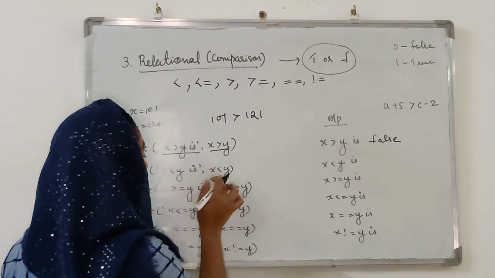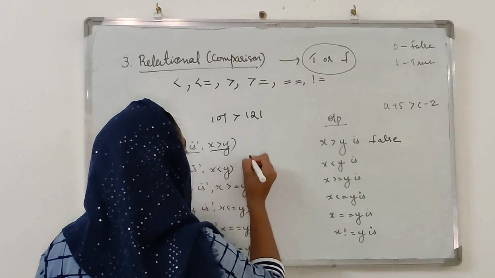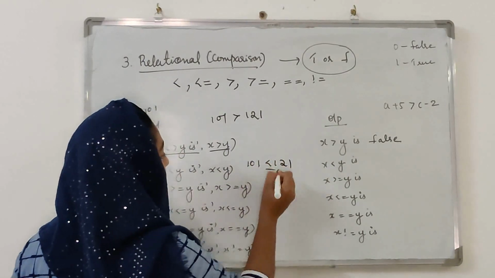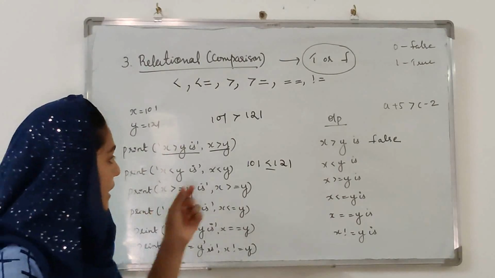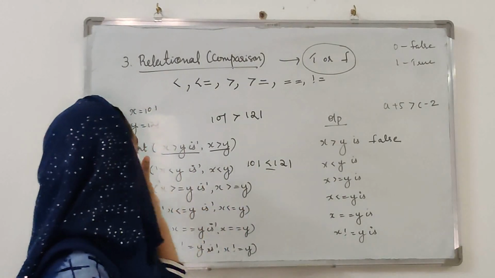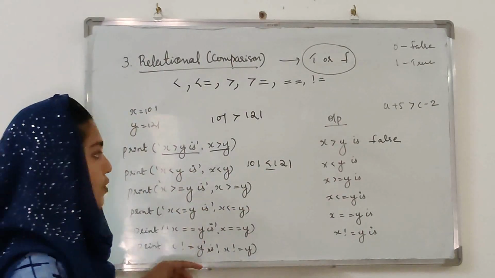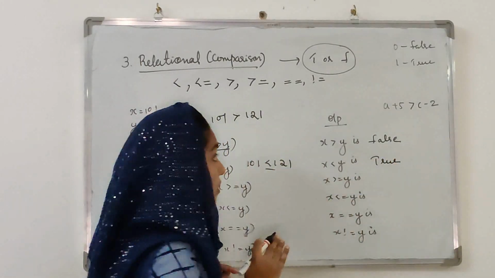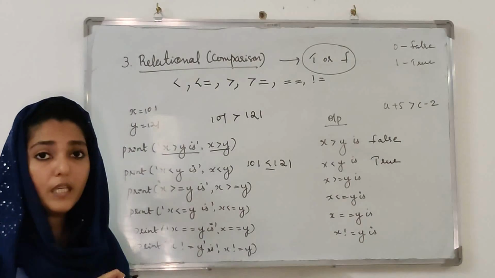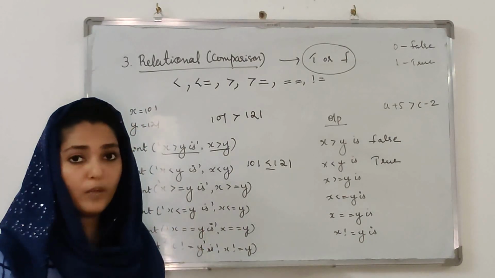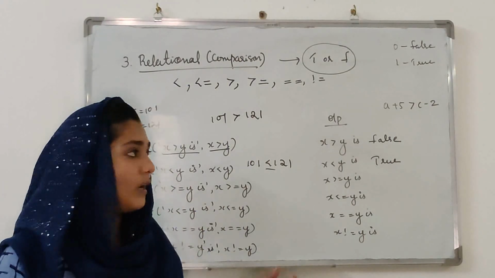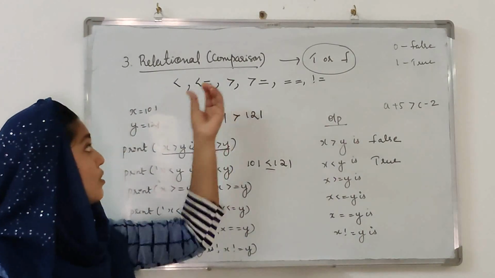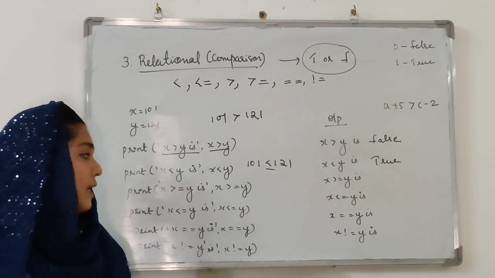Similarly, the next thing is x less than y. So here we are checking 101 less than 121. Is it correct or wrong? This condition is correct according to our given values. So our output will be true. So when the relational expression is correct, our output will be true. If it is not correct, our output will be false. So these are the two possible outputs of any relational expression.